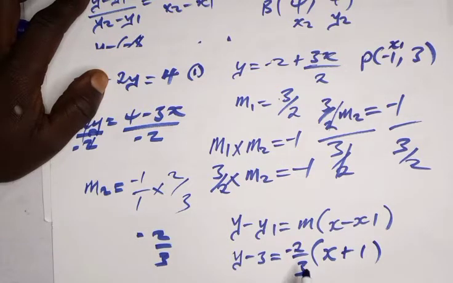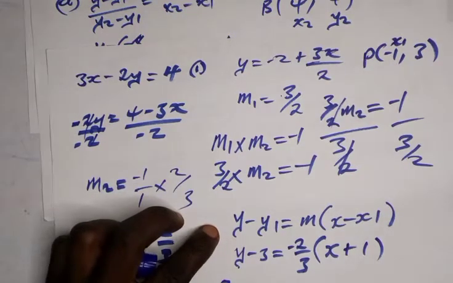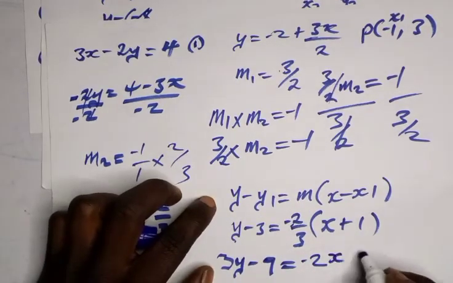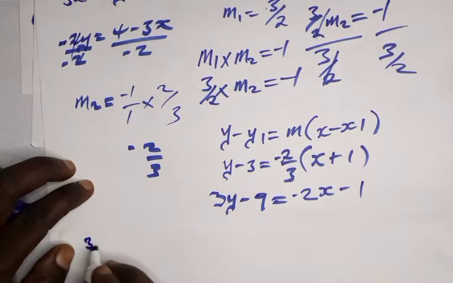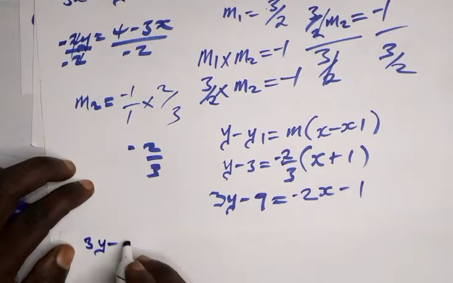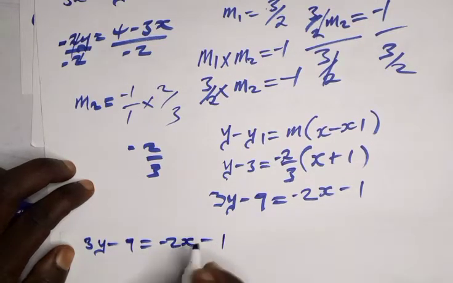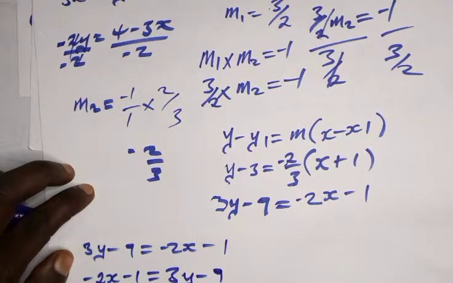Then let's multiply 3 times the y, which is 3y, minus 3 times the 3, which is 9, equals minus 2 times x, which is minus 2x, minus 2 times 1, minus 2, to be 3y minus 9 equals minus 2x minus 1. So let's take this one into light. So it will be minus 2x minus 1 equals 3y minus 9.